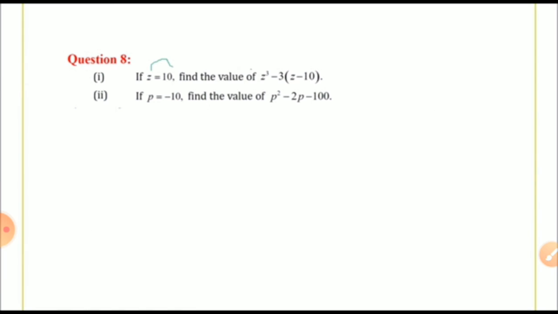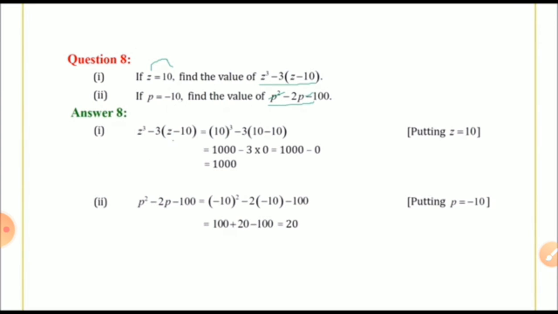If z is equal to 10, find the value of z cube minus 3z minus 10. Sorry, z cube. 10 cube: 10 tens are 100, 100 tens are 1000. 10 minus 10 is 0. 3 into 0 is 0. 1000 minus 0 is 1000. 10 square minus 10 square is equal to 100. 100 plus 20 minus 100. 20 is the answer.